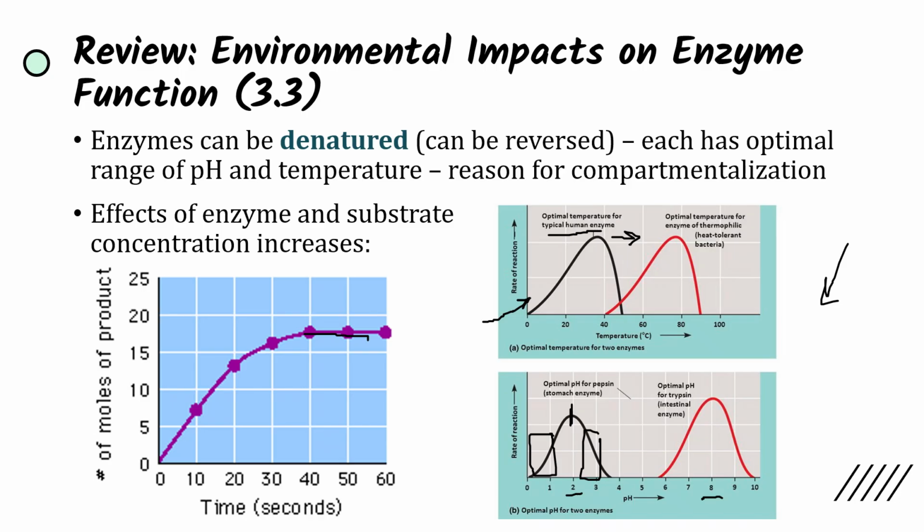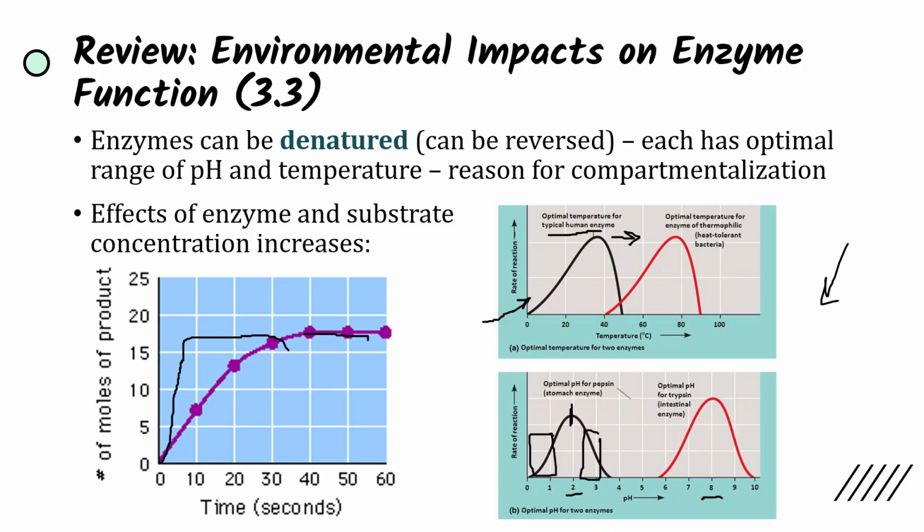Now, if you increase the enzyme concentration, that means you're able to fill more active sites with substrates initially, allowing you to get a steeper increase and reach the same amount of product at a faster rate, because you're able to fill each enzyme faster.